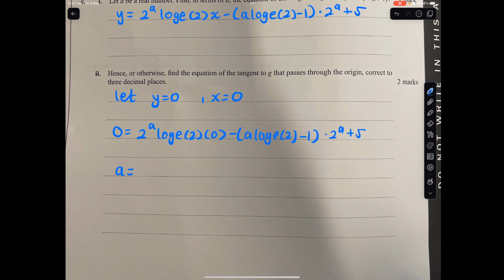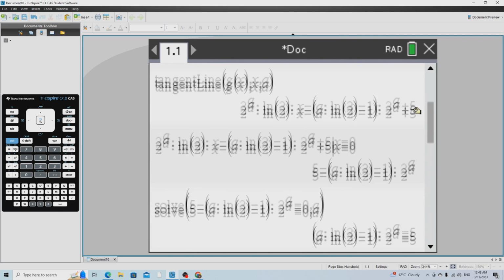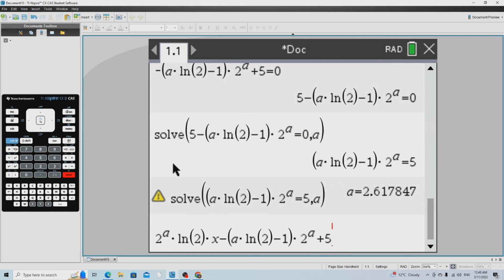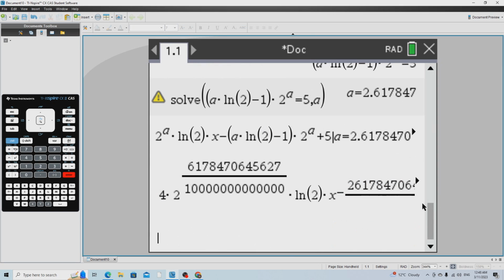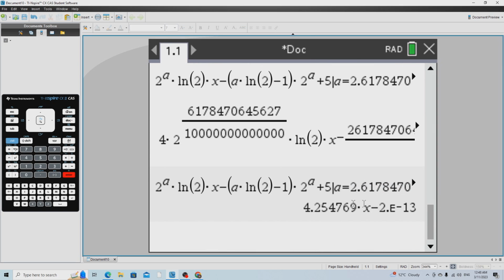So let's just write that down: 2.6178. So your actual equation is y equals, go back to your equation, this, and sub that in. Control enter, and we get this. Okay, 4.254x. This is just 0. Negative 2 is like negative 2 times 10 to the power negative, such a small number that's negligible in maths.